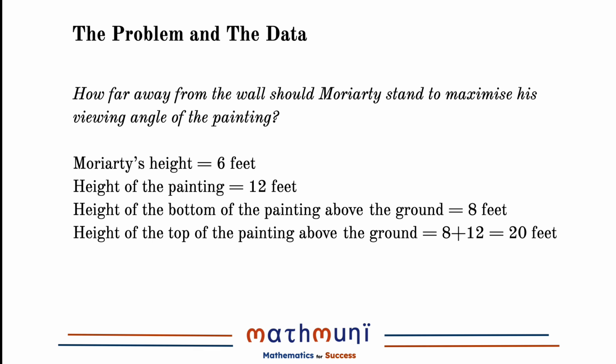We are given some data that will be needed. Moriarty's height is 6 feet. The height of the painting is 12 feet. The painting is hanging on the wall and its bottom end is 8 feet above the ground, which means that the top of the painting is 8 plus 12, or 20 feet above the ground.